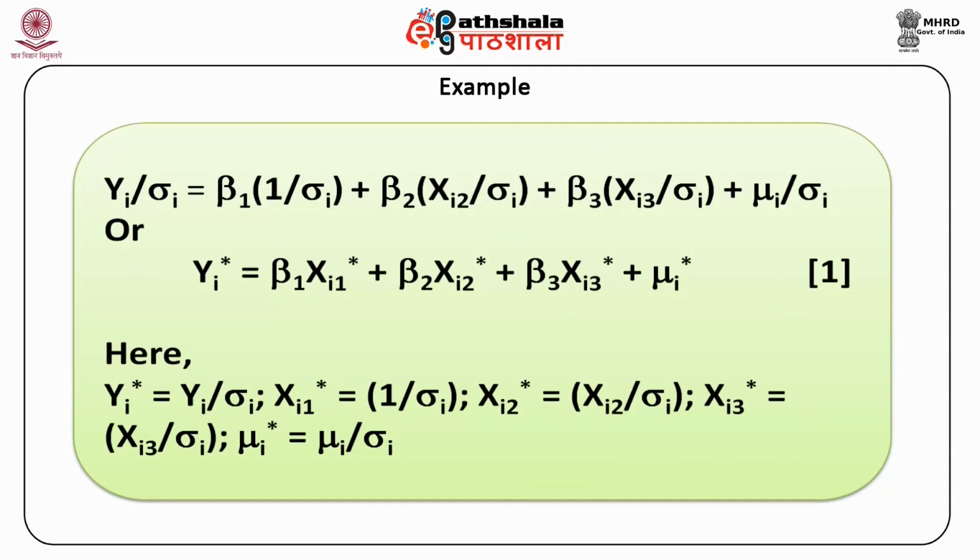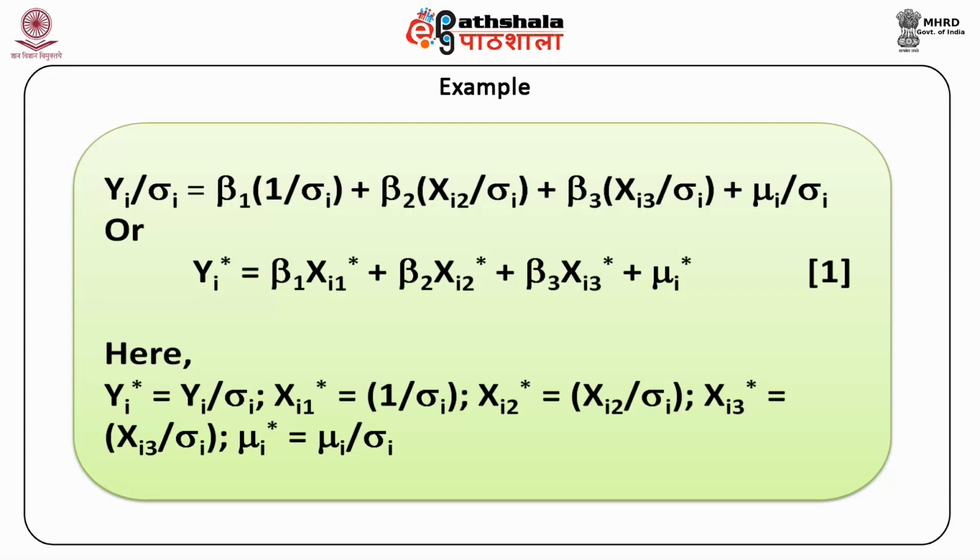Equation 1 represents the entire model divided by sigma i, where sigma i is the weight. Here, it is important to note that the error variance for the transformed model is variance of u i divided by sigma i, which equals variance of u i divided by sigma i square, which is equal to 1, which is a constant. Therefore, the transformed model has a constant error variance. It satisfies all the assumptions of the classical linear regression model. Now we can apply the OLS estimator to the transformed model.